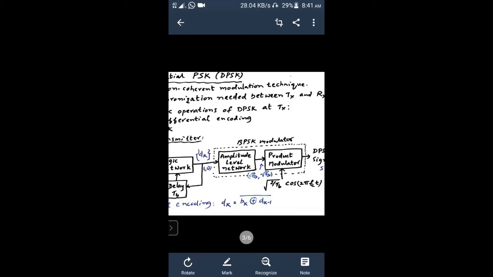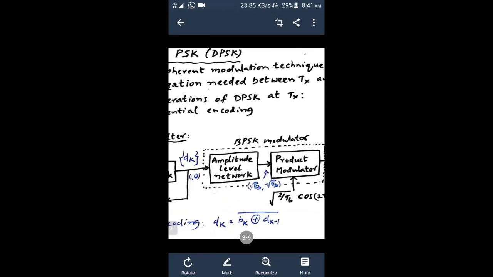We know that in a BPSK modulator, the input sequence should be converted to NRZ polar form. NRZ polar means it should have the combination root Eb, comma, minus root Eb. For bit 1, the amplitude level must be root Eb. For bit 0, the amplitude level must be minus root Eb to perform PSK. That's why we use the amplitude level network. So the input 1, 0 combination becomes the root Eb, minus root Eb combination after raising the amplitude levels.